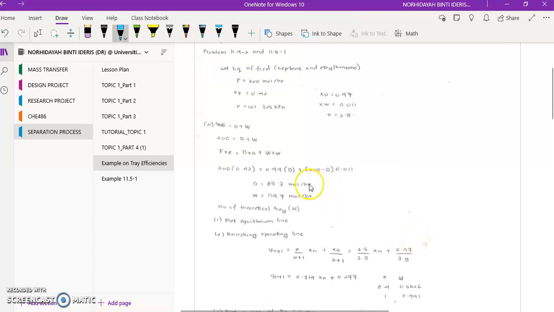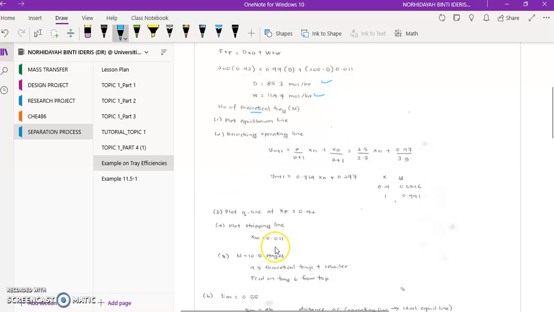Okay, you just need to solve this simple mass balance, the overall and component mass balance, in order for you to find the value of D and W. Alright, so for looking for n, the number of theoretical trays, or number of theoretical stages, here are the 5 steps.